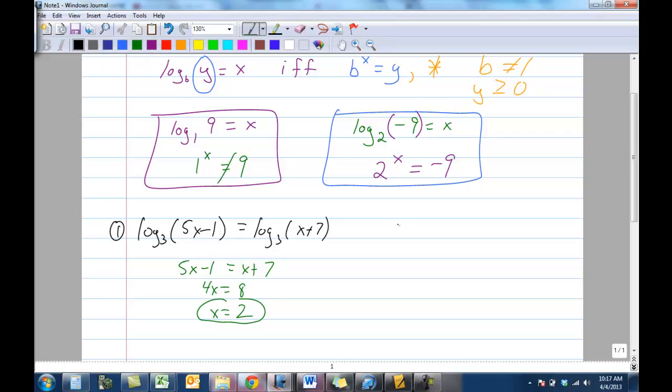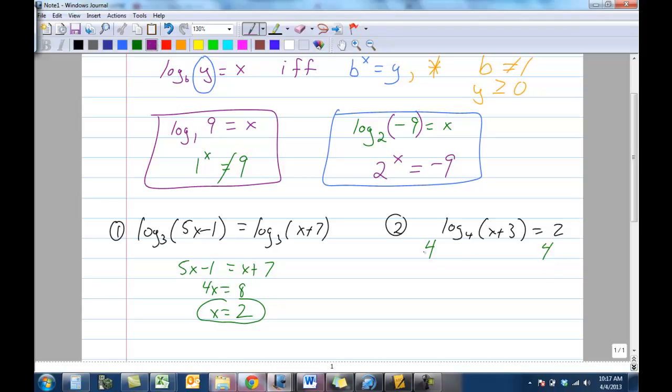Here's where it gets a little bit trickier. Number 2. How about log base 4 of x plus 3 equals 2? Now, here we had logs on both sides. Here there's only one log. And we talked about this briefly once before. What is the enemy of log base 4? The enemy of log base 4 is base 4 raised to the power of log base 4. So you're going to base 4 both sides.